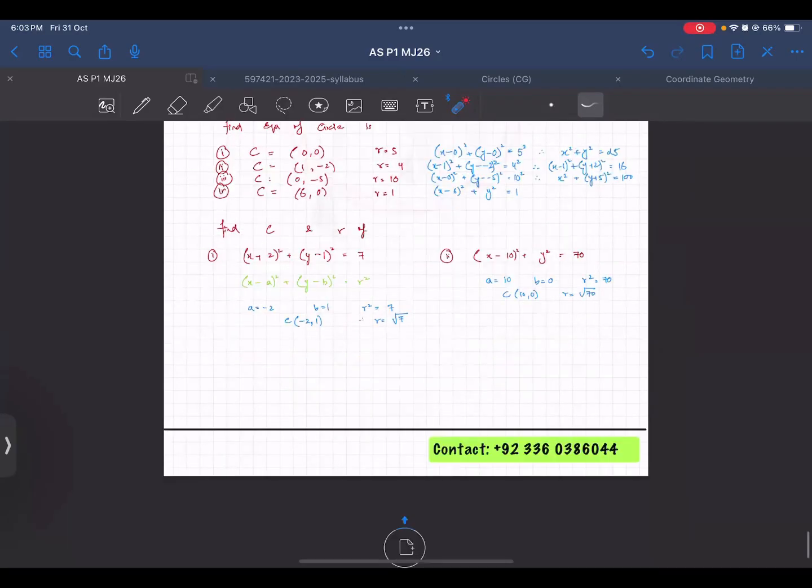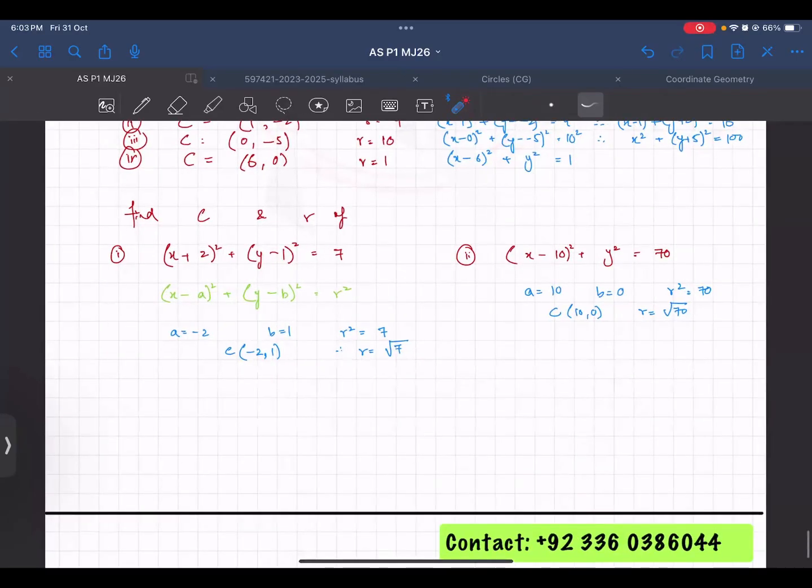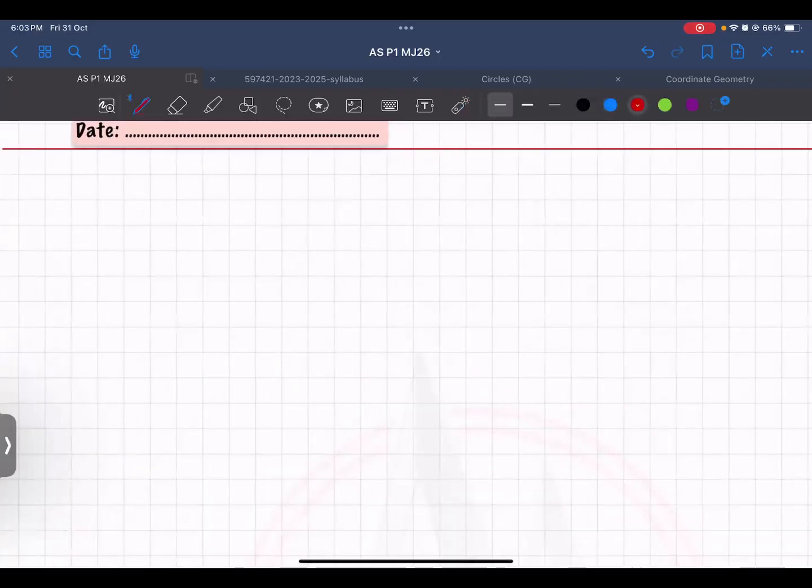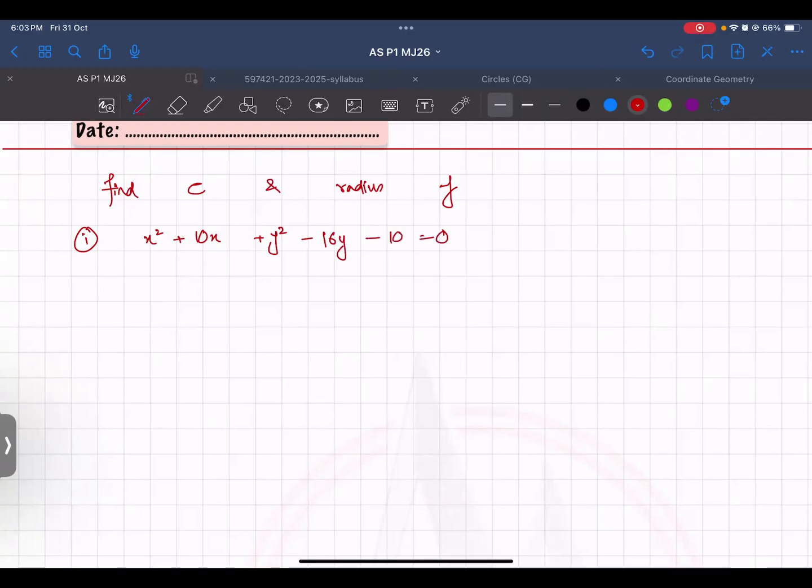The next thing, if your equation is not in this form of the circle, for example, they ask you to find the center and radius of x square plus 10x plus y square minus 16y minus 10 equals 0. What about this? How will you get the center and radius?